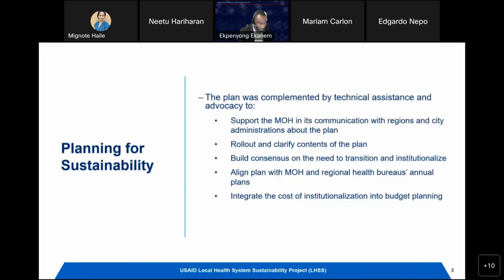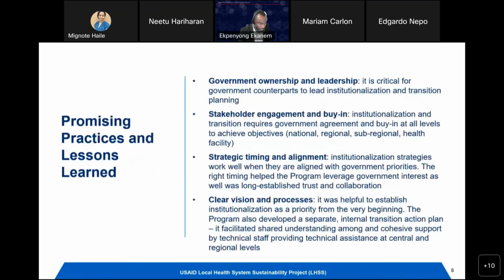The important lessons we have learned as a result of industrialization practice are: the first one is government ownership and leadership. Government counterparts need to lead the industrialization process. And stakeholder engagement and buy-in is also another important element or lesson we have learned. So government counterparts' alignment and their buy-in at different levels are helpful to achieve the objective of institutionalization. Strategic timing and alignment is also a critical element.